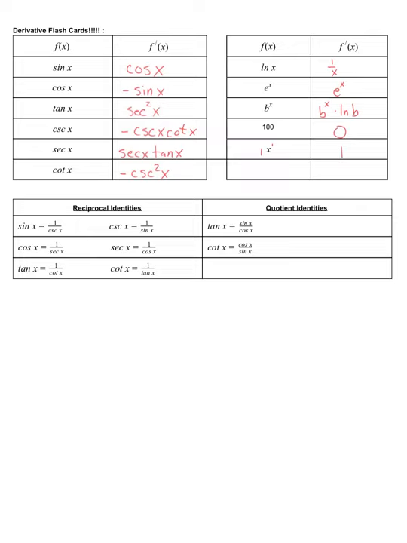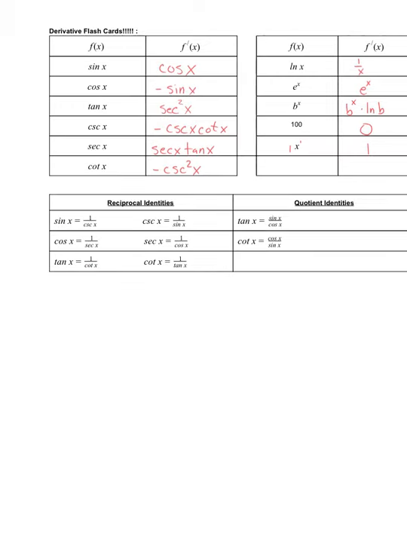Okay, please make sure you review the reciprocal identities. The reciprocal of the sine of x is the cosecant of x. The reciprocal of cosine is 1 over the secant, tangent is 1 over cotangent, cosecant is 1 over sine, secant is 1 over cosine, cotangent is 1 over tangent. So in the reciprocal world, the sine and the cosecant go together, the cosine and the secant go together, and the tangent and the cotangent go together.